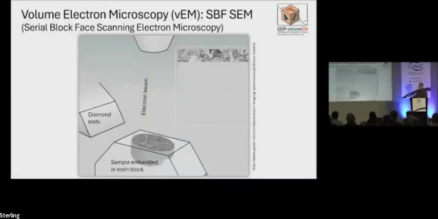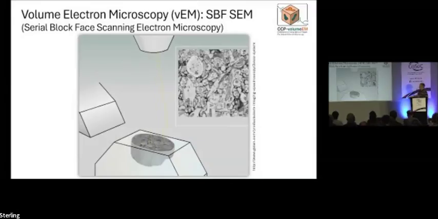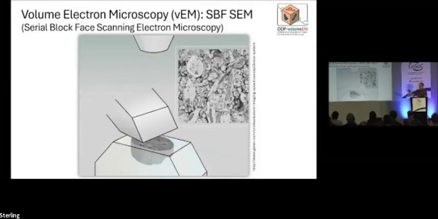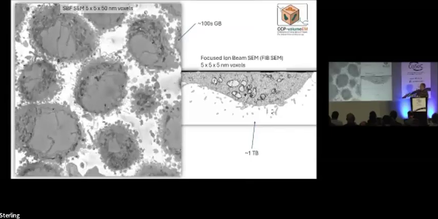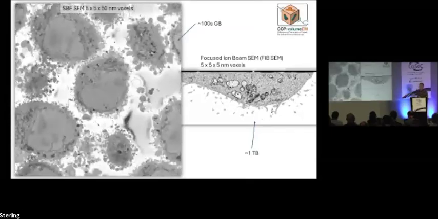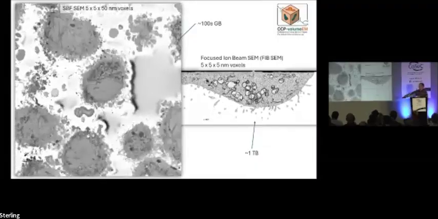This is a particular type. There are very many different ways of doing this. This is serial block face scanning EM. We build up the image by scanning the point like a regular scanning EM, but now we have a diamond knife in the microscope that cleaves away the top few tens of nanometers. Different types, so that produces this kind of image. This is scrolling slice by slice, 50 nanometers at a time, through each of these as an individual cell.